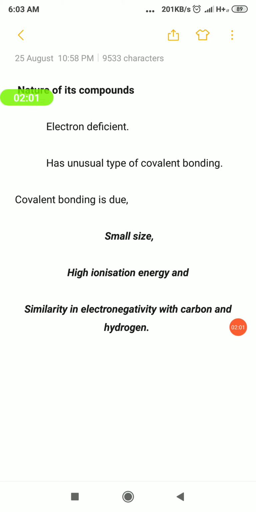So what are the factors? Students, this can be asked as a compulsory question. What kind of bonding is found in boron, and what are the factors responsible for it? They are smaller size, high ionization energy, and similarity in electronegativity with carbon and hydrogen. So because of these factors, covalent bonding is possible.